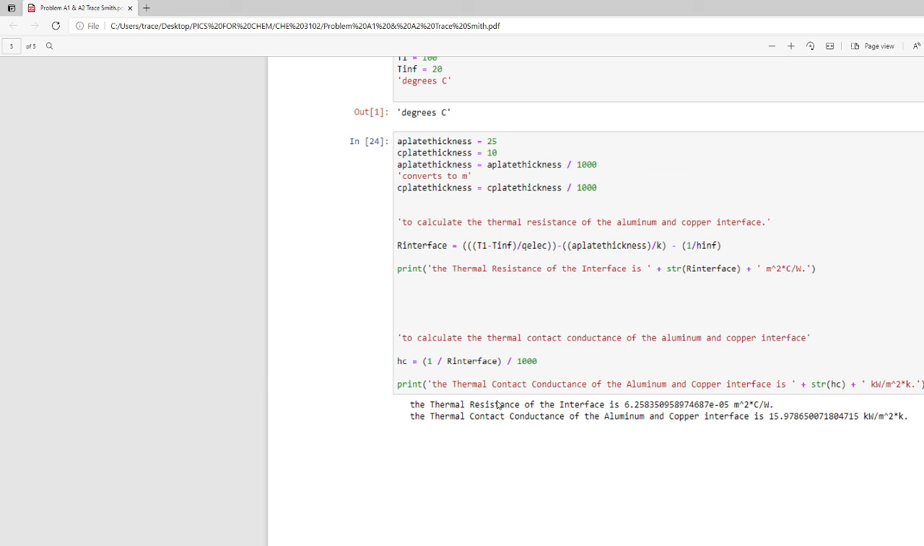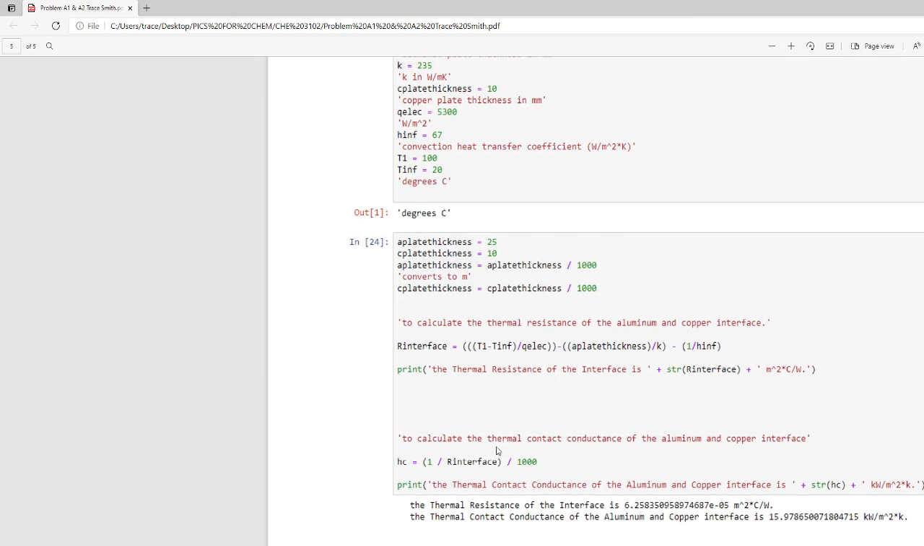I printed it. Thermal resistance of the interface is 6.23 meters squared Celsius per watts. And then to calculate thermal contact conductance of the aluminum copper interface, you do 1 over that, but since we want it in kilowatts instead of watts, we divided by 1,000 and got 15.98 kilowatts per meter squared Kelvin. And that's about it.